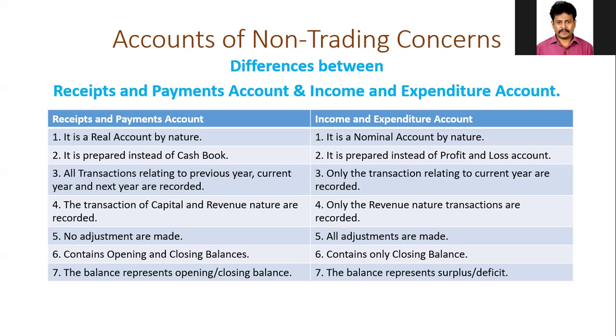In non-trading concerns, the receipts and payments account is prepared instead of a cash book. In trading concerns, a cash book is prepared for recording all the cash transactions. But in non-trading concerns, instead of a cash book, a receipts and payments account is prepared. So, the receipts and payments account is nothing but the summary of the cash book.